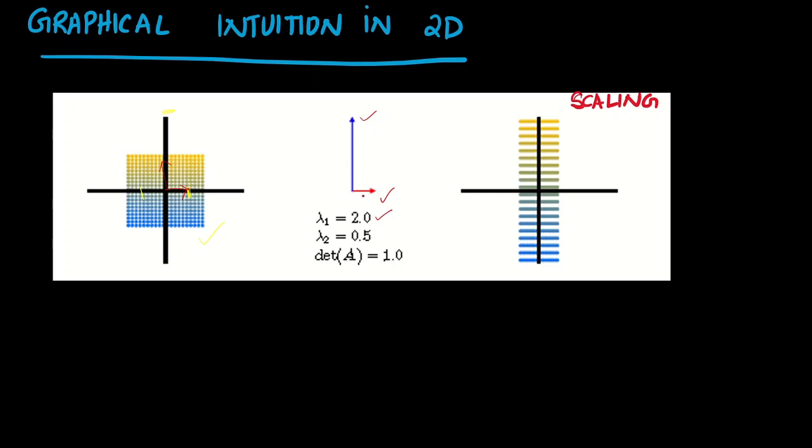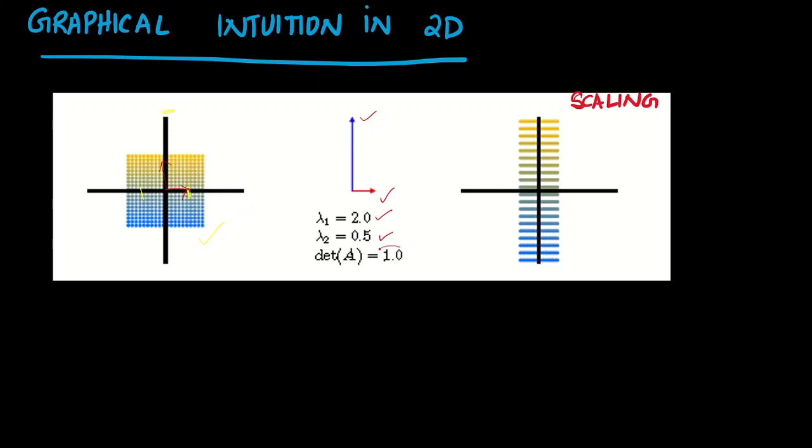And in the x direction, what happens? Its length is reduced to half its size. Okay, so the lambda value is 0.5. And the determinant of A represents the area of the entire thing, the area of the vector space. Okay, so that does not change here. Even after the transformation, the area remains the same.